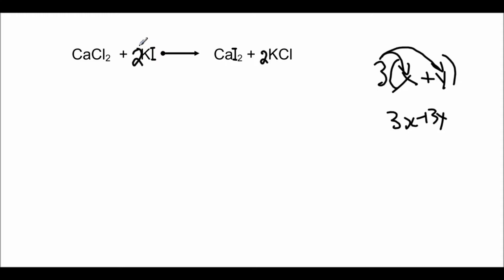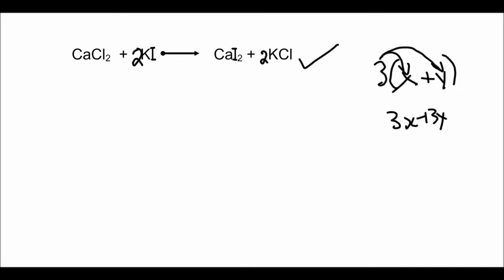What I've done now is change the amount of iodine. So I now have 2 iodine here, but look, this subscript means I have 2 iodine already here. This is a balanced equation. Okay, I have the ratios of atom for atom the same from reactant side to product side.